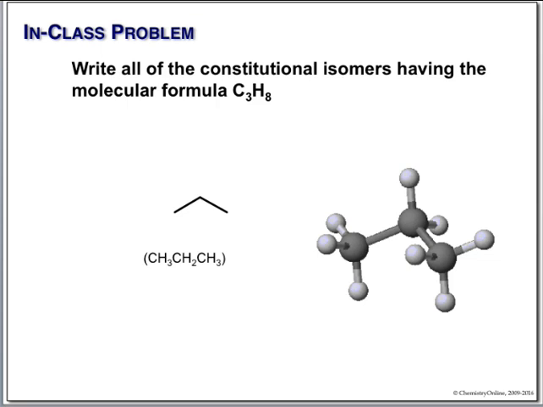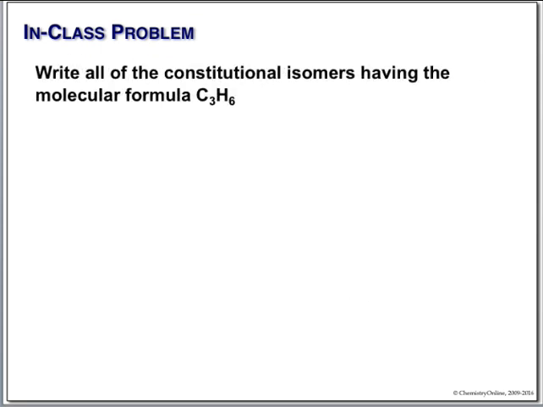All right, what if I change my formula here from C3H8 to C3H6? Well, think about what you could do. How can we arrange 3 carbons and 6 hydrogens? First of all, we can do a zigzag, but because we're missing 2 hydrogens, we need a double bond.